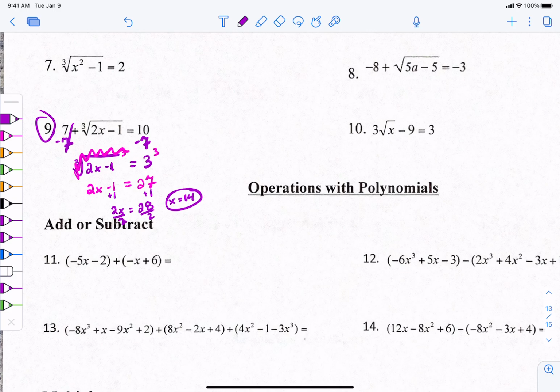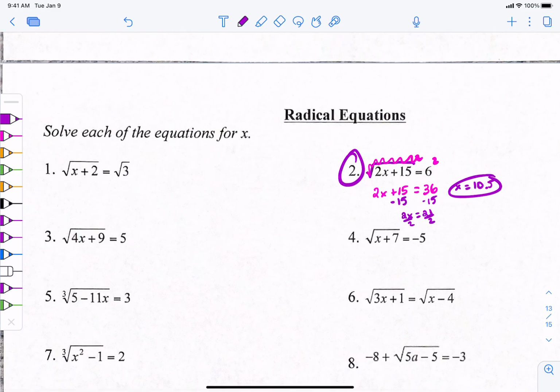Can it be negative? Or should it always be positive? On which one? What are you talking about? On 3? Can your answer be negative? Yeah. Sure. Okay.